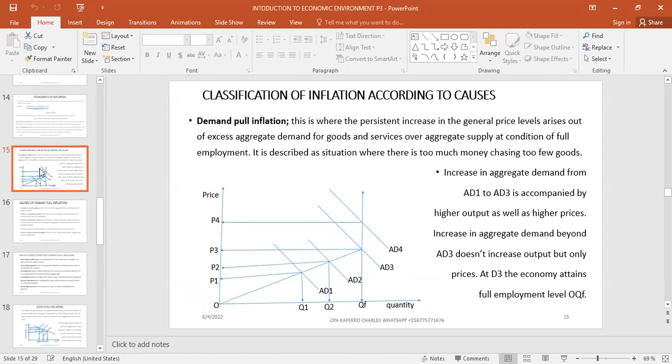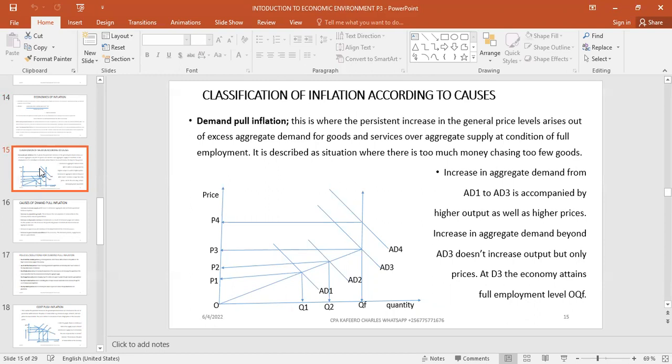Then let's look at classification of inflation according to causes, how this inflation comes in. We are going to look at different types of inflation, and we look at it in the sense that we are looking at what causes this increment, or what causes the prices to increase for a certain product. The first one we are going to be looking at is demand pull inflation.